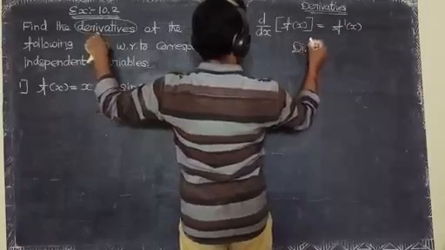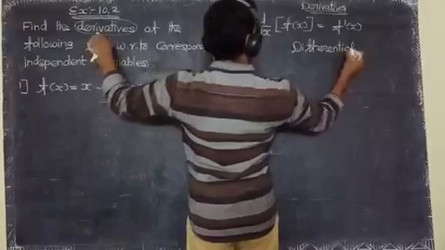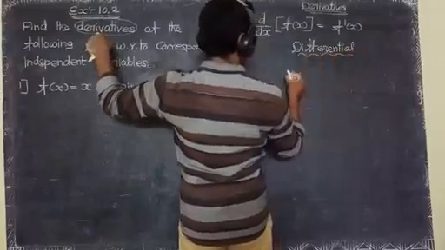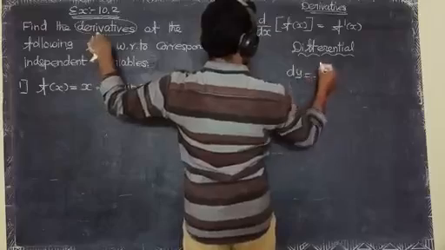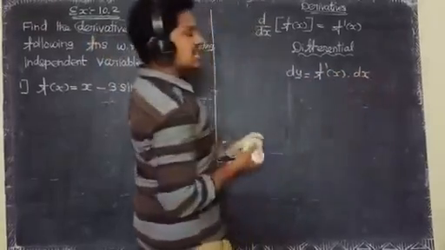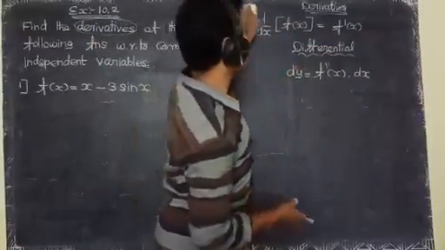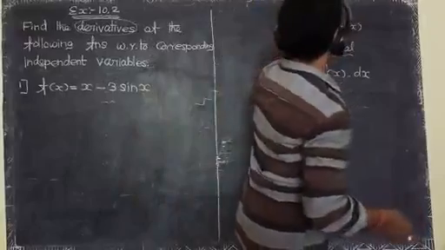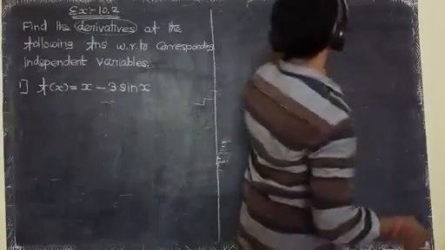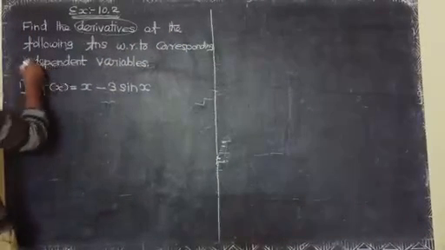Suppose differential means dy equal to f dash of x into dx. That is the difference between derivatives and differential. Here they are asking to find the derivatives of the following functions with respect to corresponding independent variable.